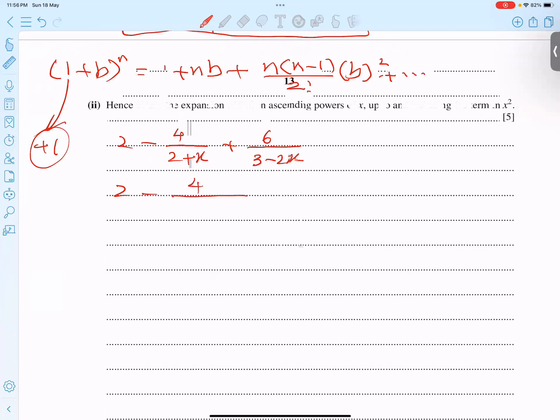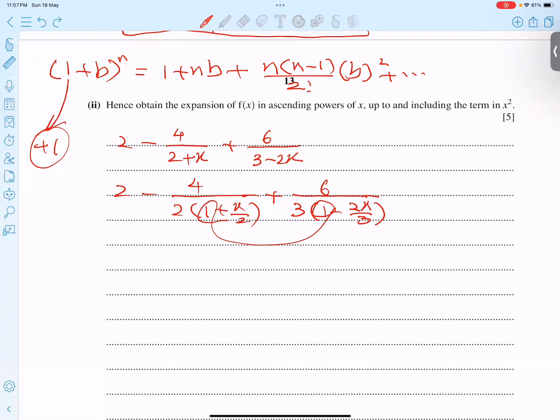How can we make it? Take two common out: 1 plus x by 2. And same story, do we have a plus one available? The answer is no. I will take three common. I got 1 minus 2x by 3. So this is very important, to make a 1. I hope so. The concept is very, very clear.